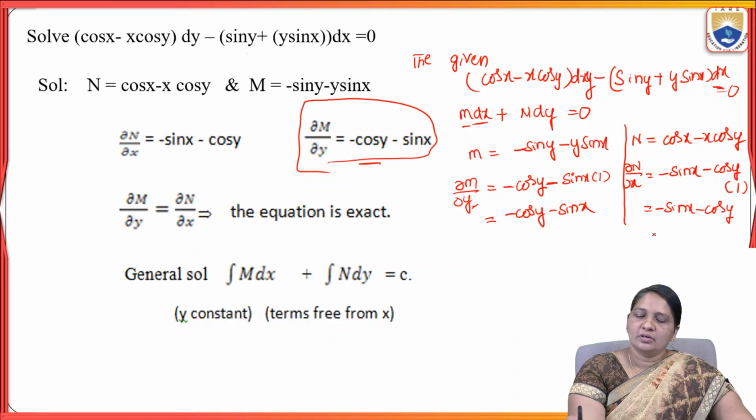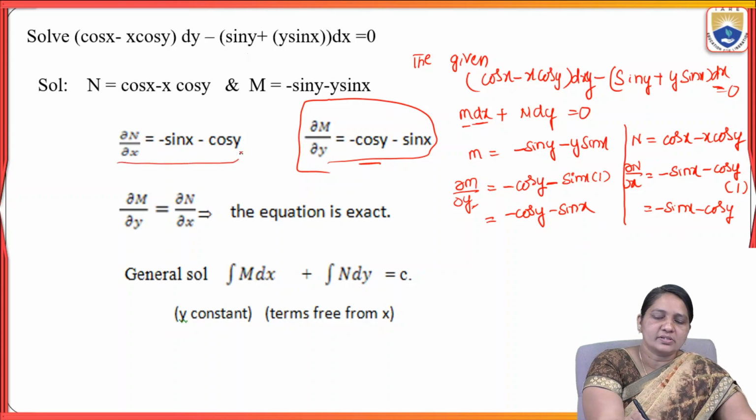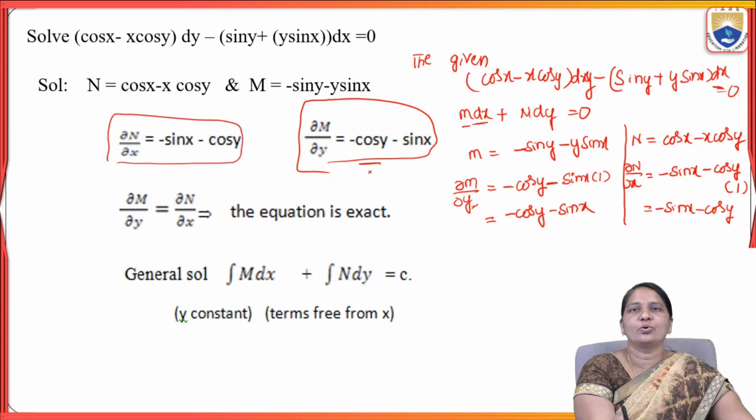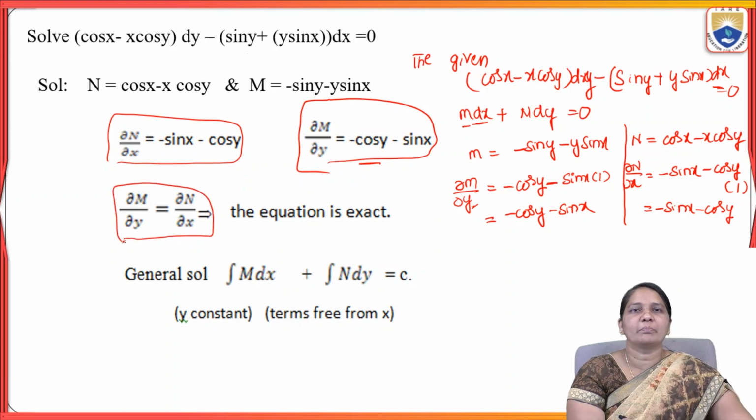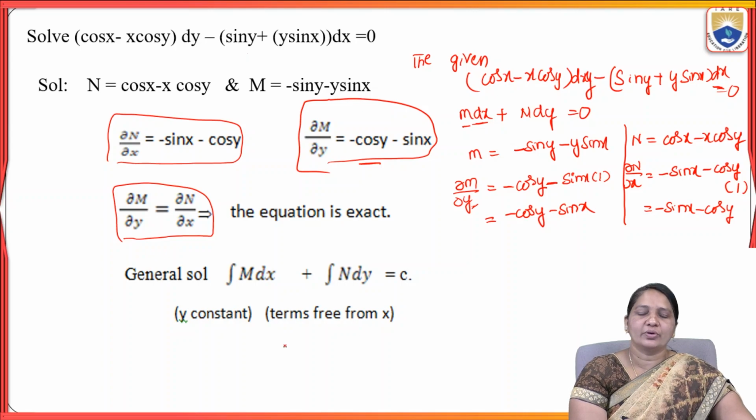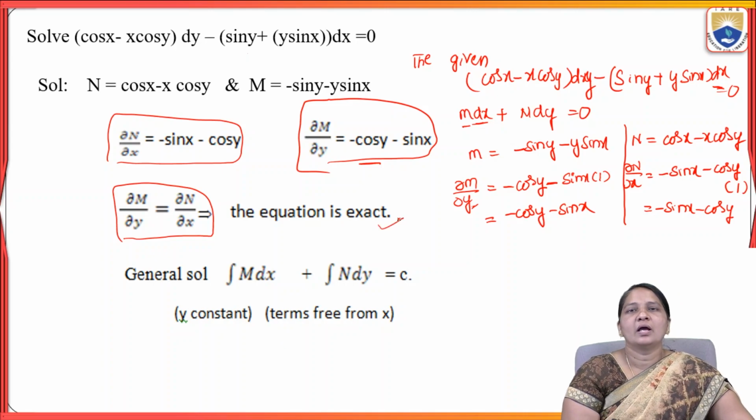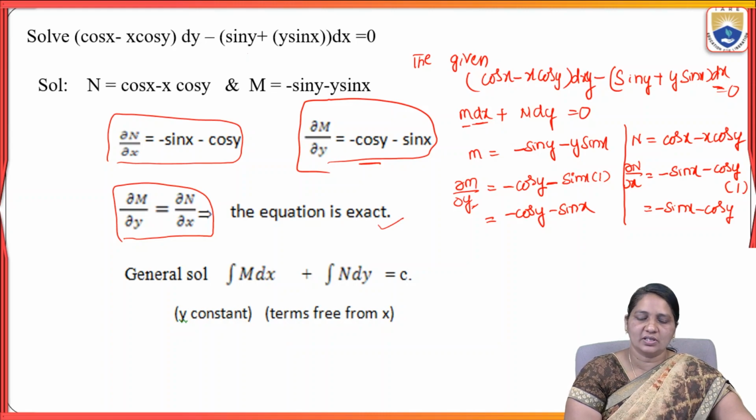So here the value of dou n by dou x is minus sin x minus cos y. Dou m by dou y is also minus sin x minus cos y. So these two values are equal. Dou m by dou y is equal to dou n by dou x. So we can say that this is an exact differential equation.